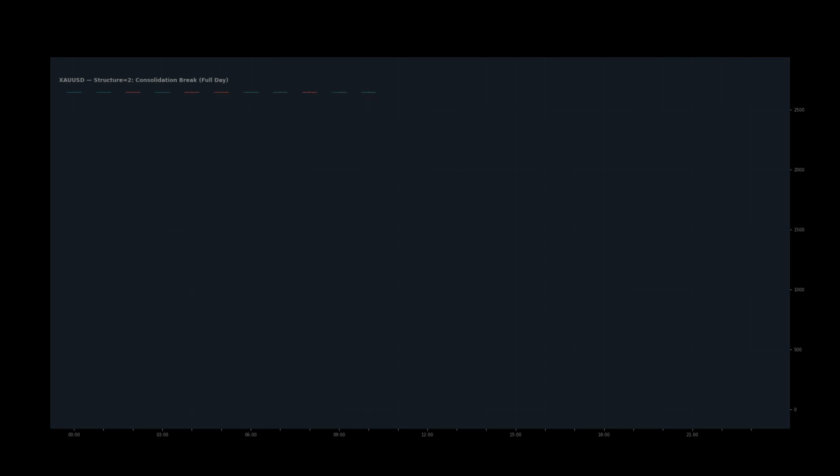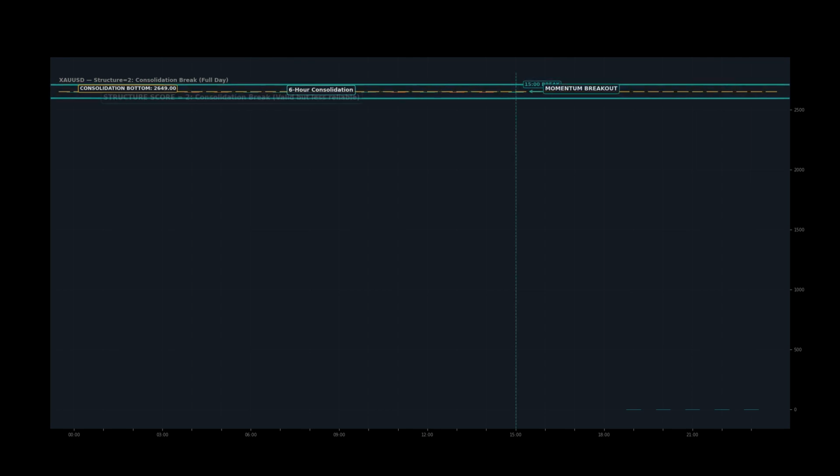Structure score of 2 points. The consolidation break. Look at this full day chart. From 9 a.m. through 1 p.m., price oscillates within a tightening range for 7 candles of compression with shrinking volatility. Each successive candle is smaller than the previous. This is the coil unwinding. Stop orders accumulate above and below the range.